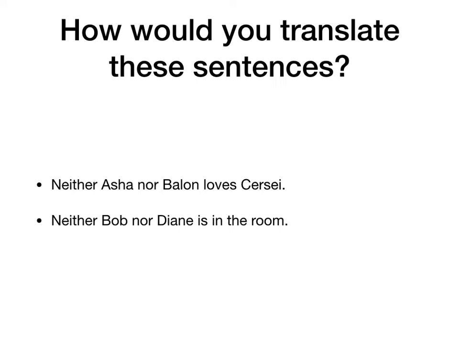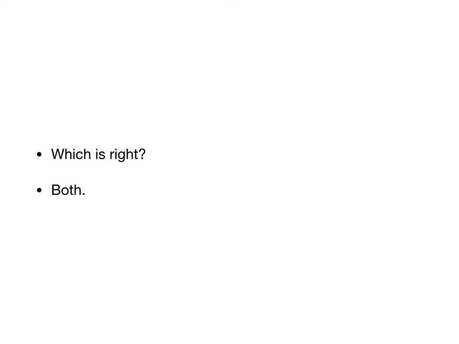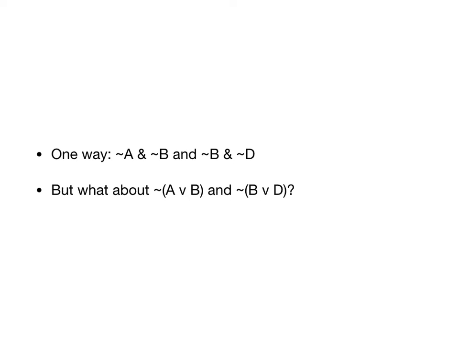You have this neither nor. Well, that might set you up for an or. Which of these is right? Well, both actually are. You might be asking yourself, well, how can that be, right? The whole point of logic is we're supposed to be precise, supposed to be exact. How can there be two equally correct ways to translate the same sentences?